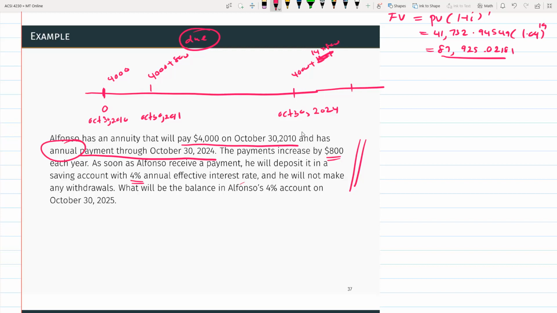So the rate is actually 4%. So what would be the... basically now you have to use P a double dot N. First find the present value here, then get the future value. Oh, so it's asking October 30th. So this is October 30th. So on this day, so yeah, future value on here.